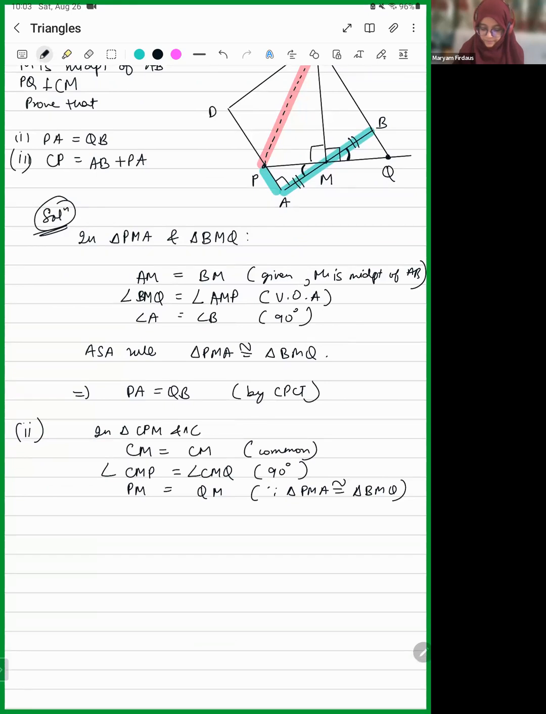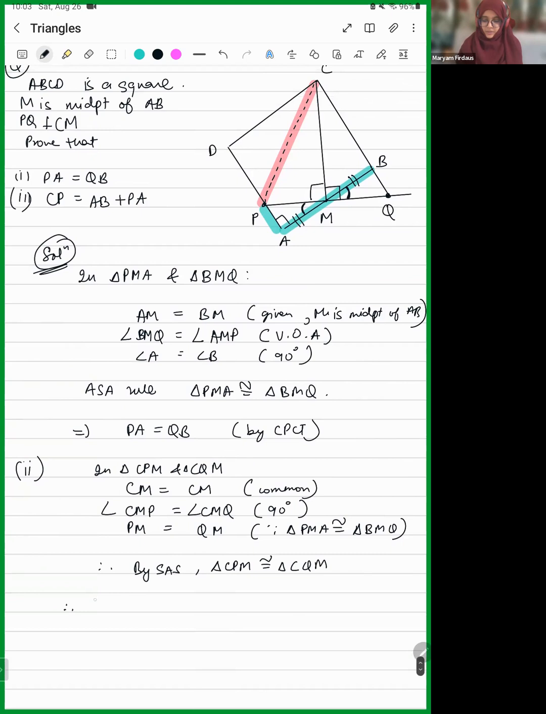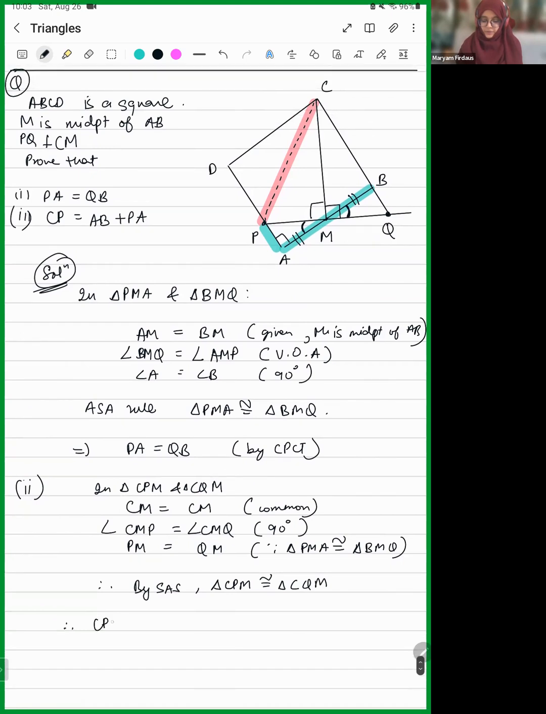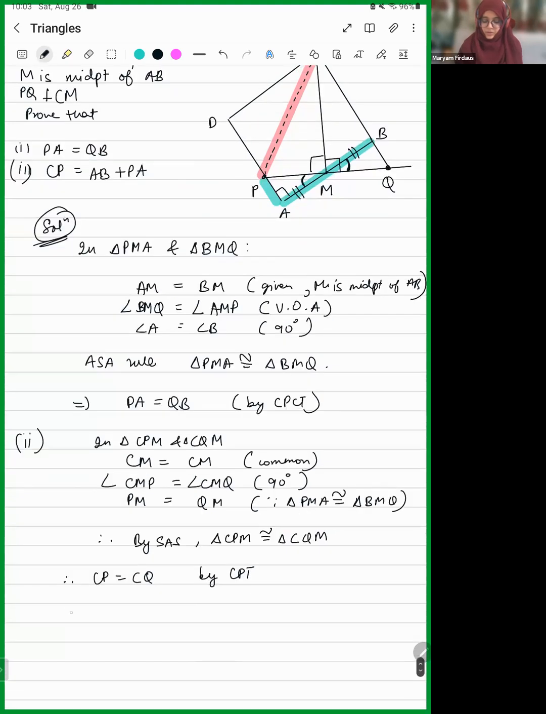So therefore, CP equals CQ. By SAS, triangle CPM is congruent to triangle CQM. Therefore, what is equal to what? CP is equal to CQ by CPCT.